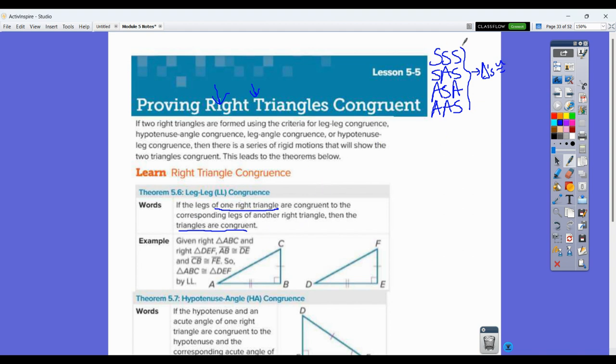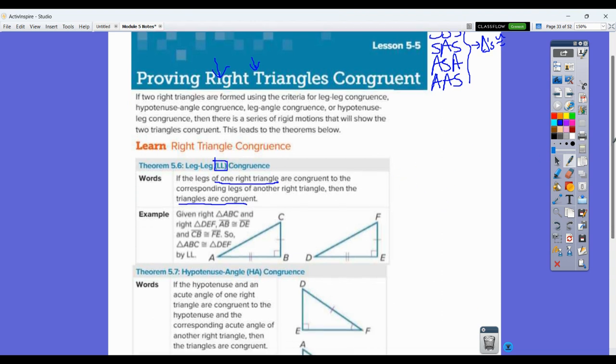So we always had to have three things listed in order to have triangles congruent up here. The same thing goes down here, even though it's called LL. One thing has to be listed that they're right triangles, and then the other two things are the L and the L. So we're going to talk about that idea here. And where that comes from.